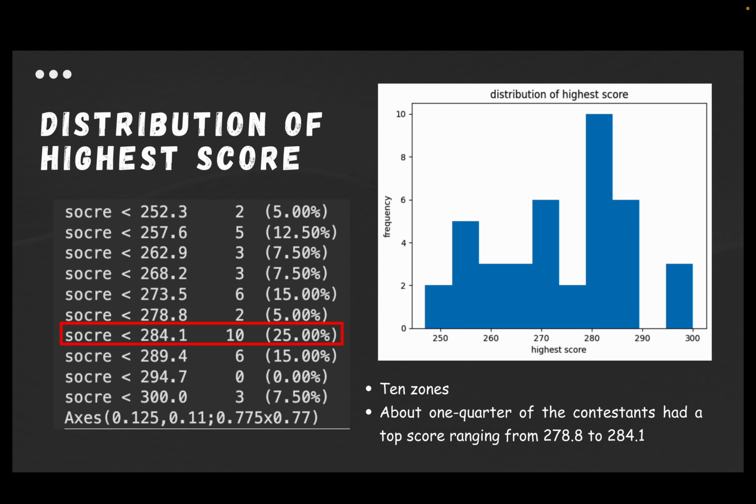About one quarter of the participants have a top score between 278 and 284 points. The data show that while a few players achieve the perfect score, most have relatively high scores, with a small proportion at the lower end.